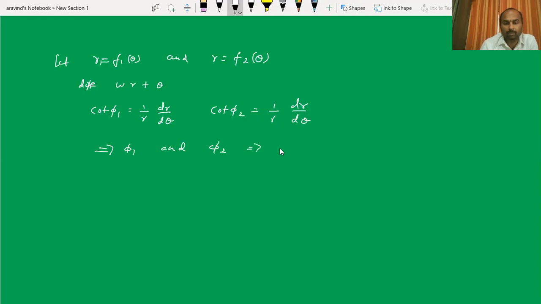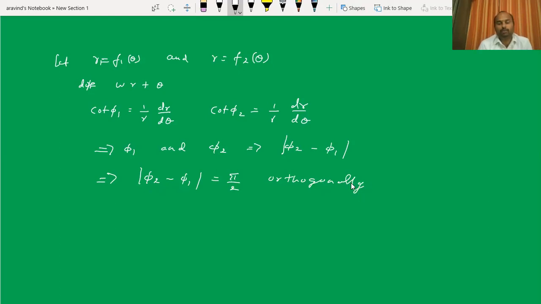That difference will be phi 2 minus phi 1, or phi 1 minus phi 2; you can take a modulus, you can avoid the negative sign. Suppose this difference phi 2 minus phi 1 is equal to pi by 2. Pi by 2 means we say that the given two curves intersect orthogonally. So either the question will be on finding the angle between the two curves, or you can get a question that shows that these two curves intersect orthogonally. Intersect orthogonally means we have to prove this. So I will take up a question.